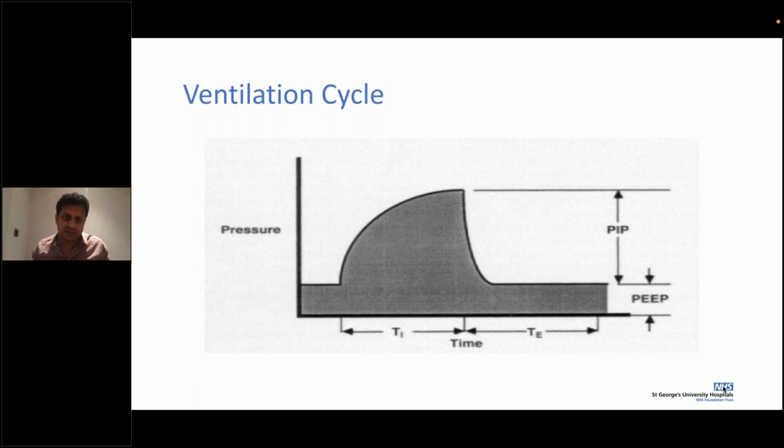These are the different parameters that the bedside nurse will ask you about, what mode of ventilation you want. It's important that we have a rough understanding, and I'm pretty sure all of you have some understanding around these parameters.